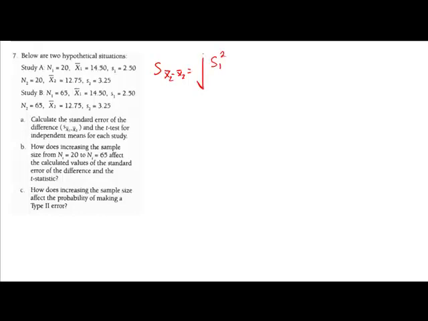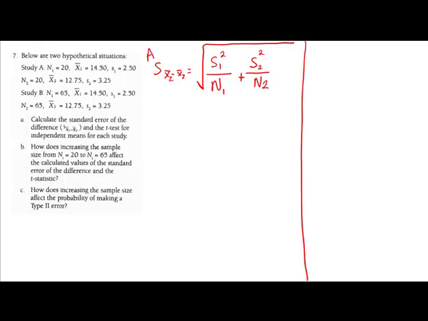S1 squared divided by N1 plus S2 squared divided by N2. Okay, so for study A, let's do study A on this side, where I'll plug our numbers in. S1 is 2.5. We're going to have to square that and divide that by 20 plus 3.25 squared divided by 20. Take the square root of that.